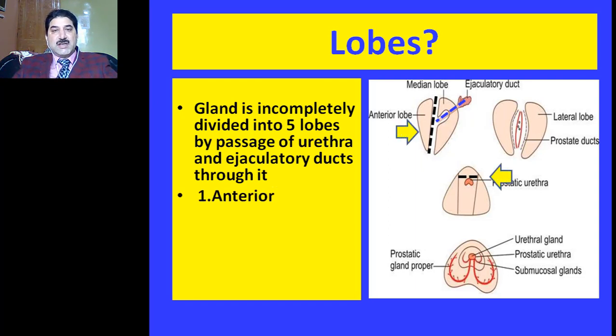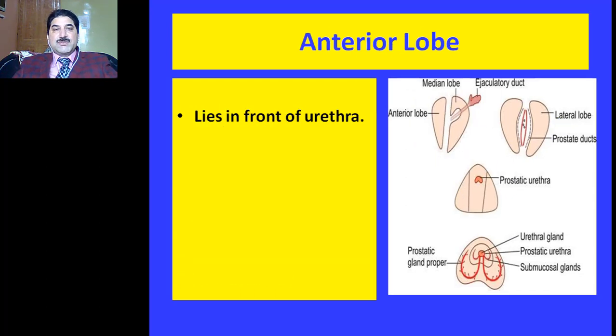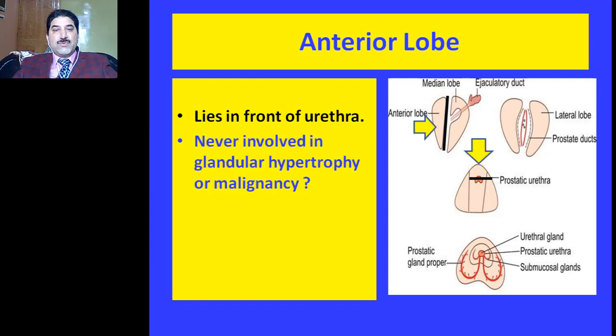These lobes are the anterior lobe of the prostate, which lies anterior to the prostatic urethra; the posterior lobe of the prostate, which lies posterior to the prostatic urethra, and superiorly we have the ejaculatory ducts. Then the median lobe of the prostate and 2 lateral lobes of the prostate. The anterior lobe of the prostate lies anterior to the prostatic urethra. I want to know from you why this lobe is not involved in glandular hyperplasia or in malignancies.